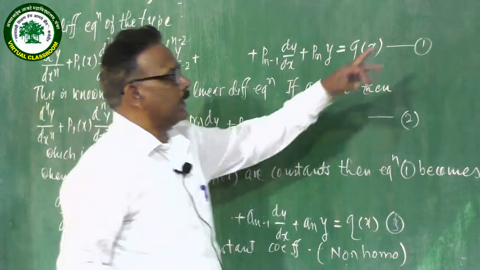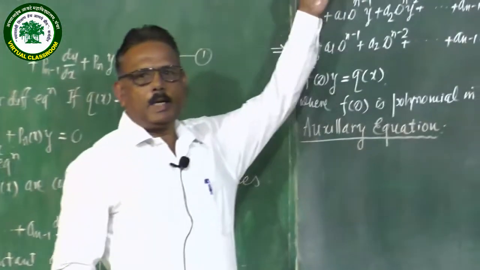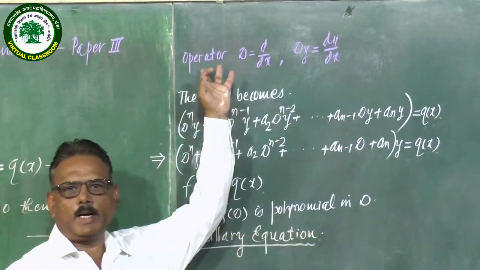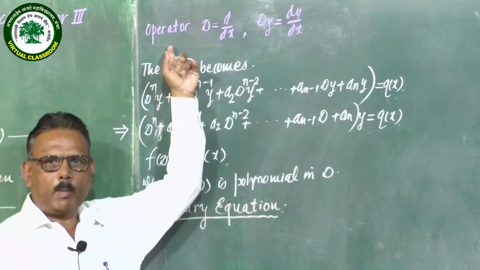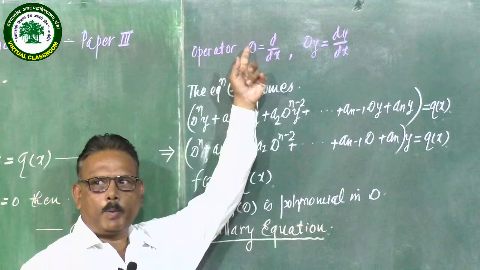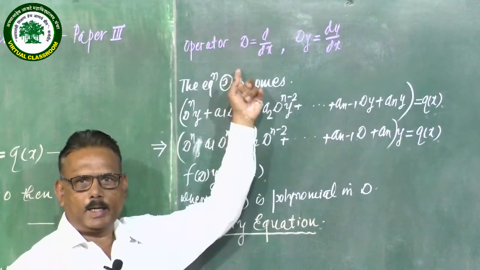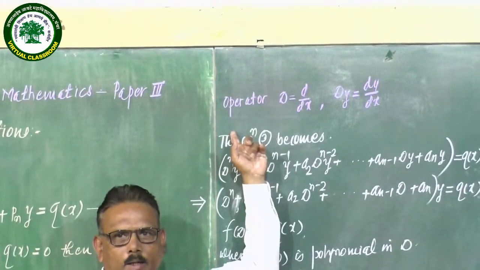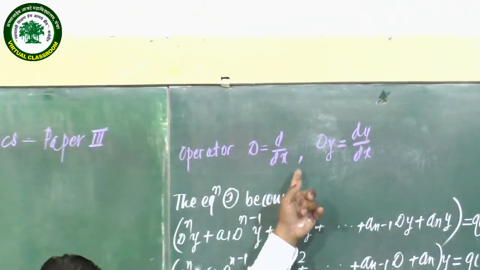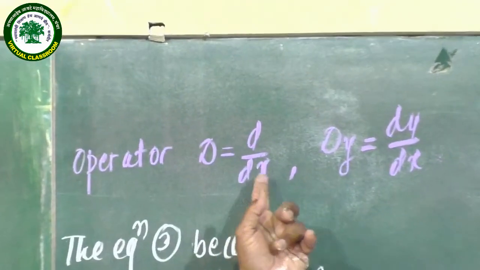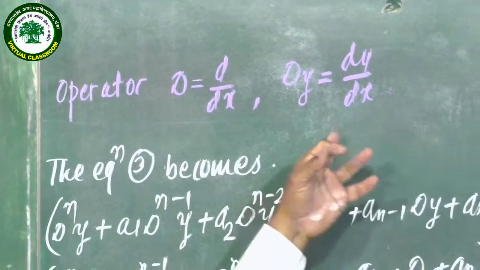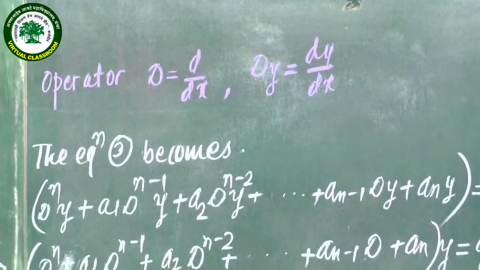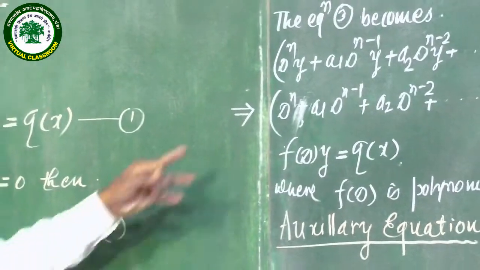Now we are studying operator D. D is an operator denoted by D is equal to d by dx. It is treated as an operator, not the alphabet D. D is the operator denoted by d by dx, and when you operate this D on y, it is converted to dy by dx. Therefore, equation 1 will be converted to a new form.